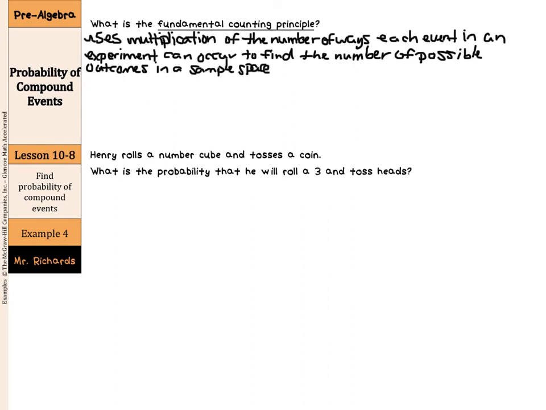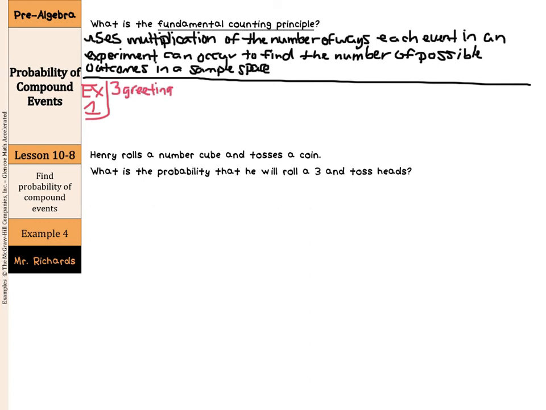Now, if we look at our previous examples here, think about example 1. We had 3 greetings. We had 4 colors. What we can do instead of a tree diagram is to say, all right, I can take my 3 greetings and multiply it by my 4 colors to get the 12 cards.